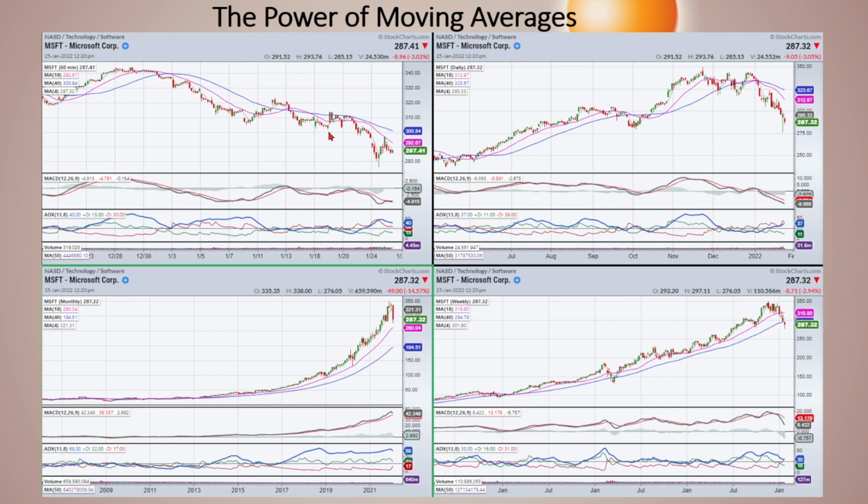And then we can go and look at the hourly and we can see the same thing. The 18 is below the 40, price is below both and trending to the downside, making lower lows and lower highs. So if we have those characteristics in place, we have a downtrend in place. So I can see uptrend, neutral, downtrend, downtrend. Okay, so I'm looking at 4 different time frames, and I've got 4 different trends in place.